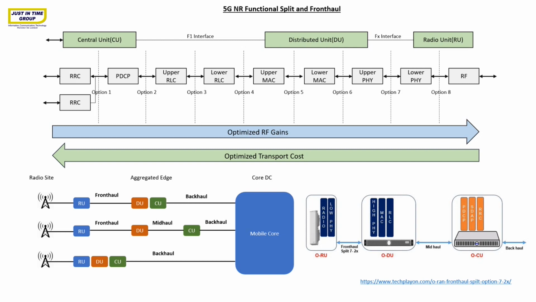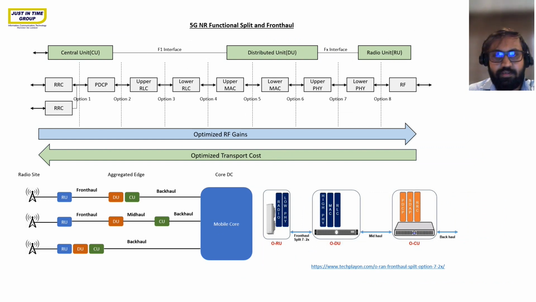In the previous generations, we used to do the split at option 8, and with 5G there are multiple options described, and the most popular ones are option 7 and option 2. That means we will do some part of the lower PHY processing at the radio unit, and we will do upper PHY to upper RLC layer processing at a node called the distributed unit, and then we will do higher layer processing at a central unit. The main reason is that we need to carry those in-phase and quadrature samples over a fiber link, and you will not be able to cater to those capacity and latency requirements if you go with option 8, mainly capacity requirements.